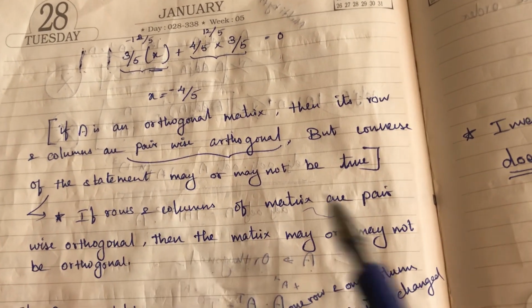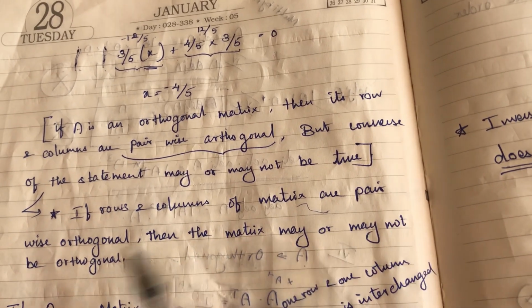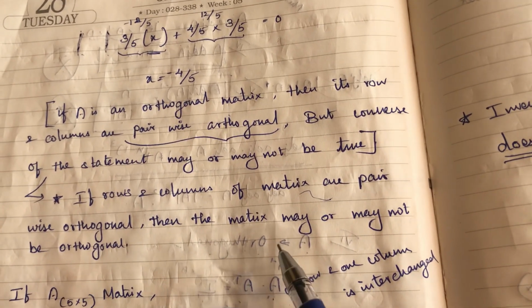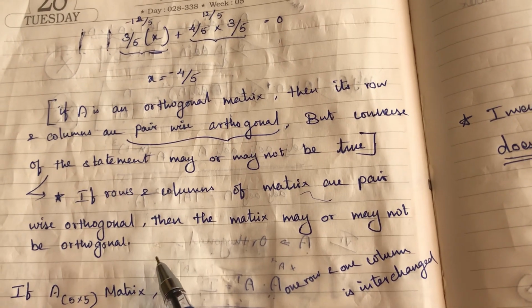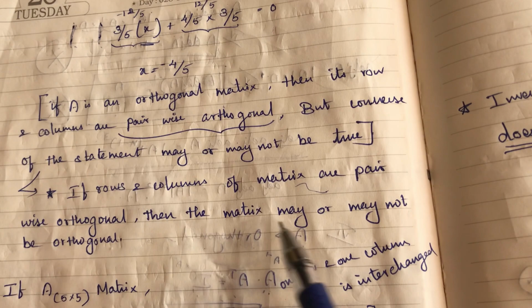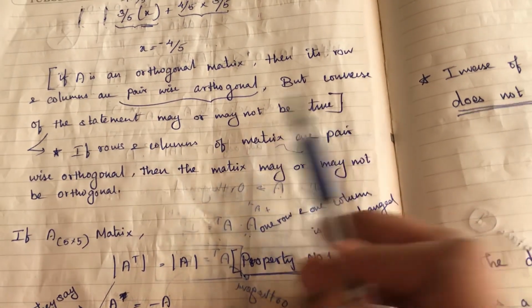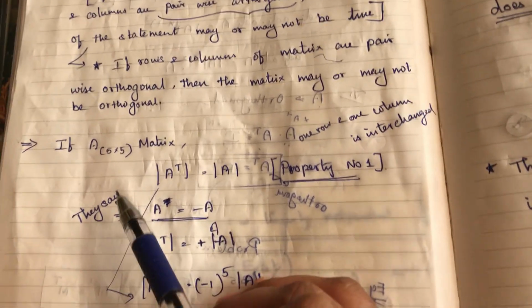The converse of the statement may or may not be true means what? If the rows and columns of a matrix are pairwise orthogonal, then the matrix may or may not be orthogonal. We can't say the matrix should be orthogonal. So the matrix may or may not be orthogonal. Okay, this is the meaning of the converse of the statement. Let's see some other thing.